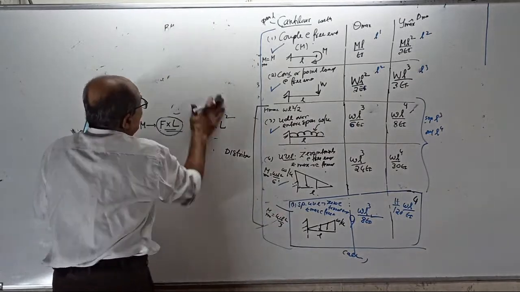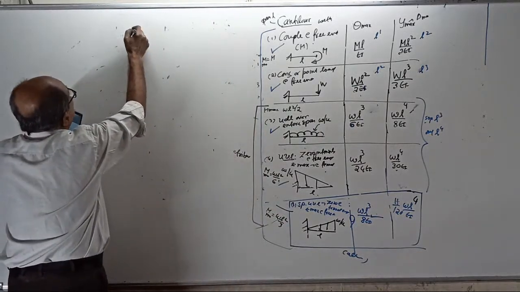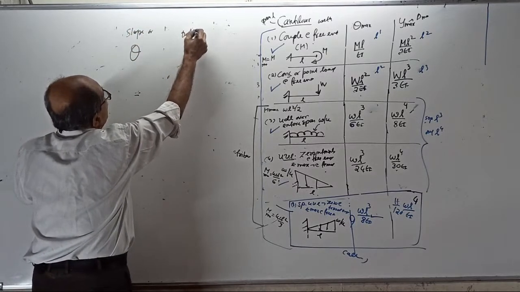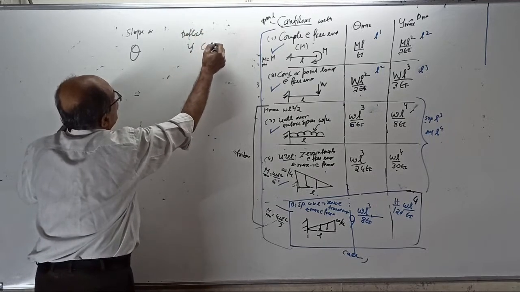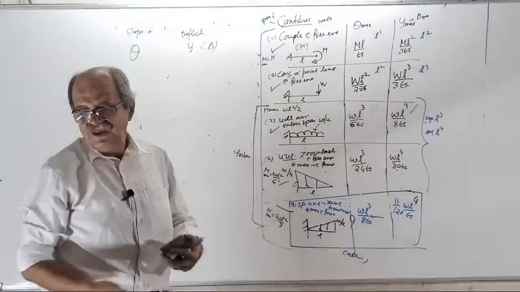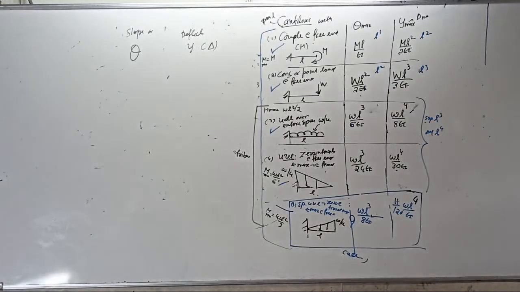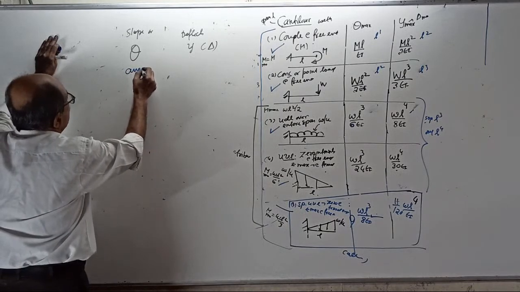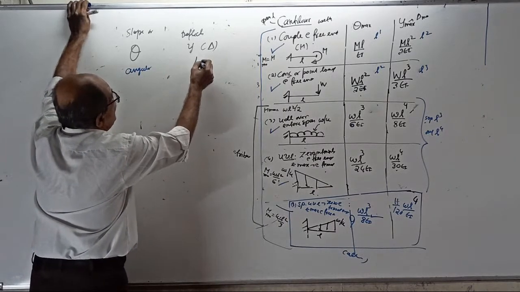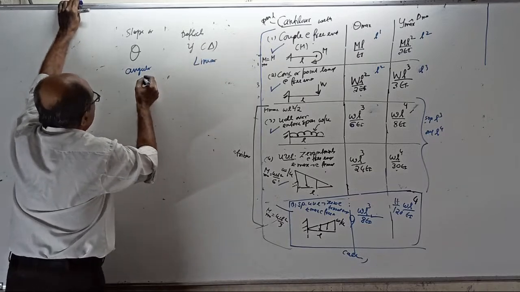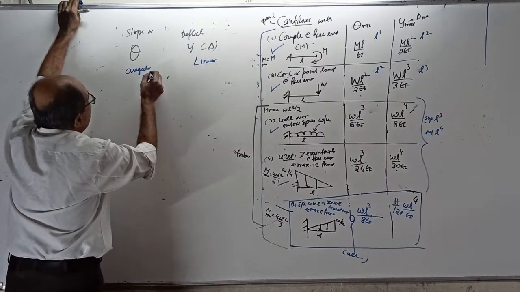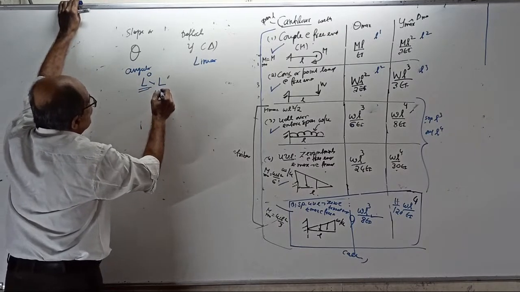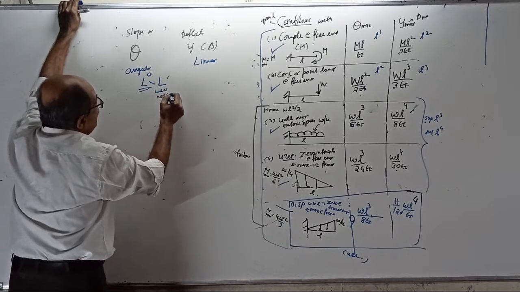Now, you all know this. Come to slope or deflection. Slope means theta, deflection is y or delta, whatever you want. Okay, see now, what happens? You know that slope is always angular, yes or no? It is angular. Deflection is linear. Therefore, here L power 0 should come, or L will not come in the final answer.